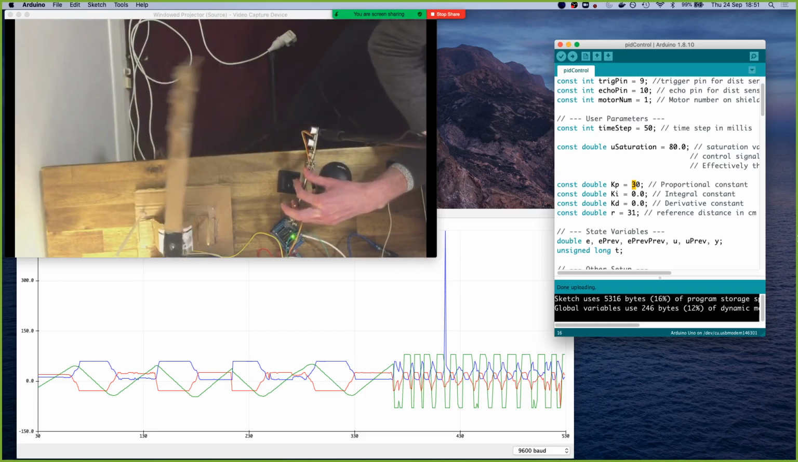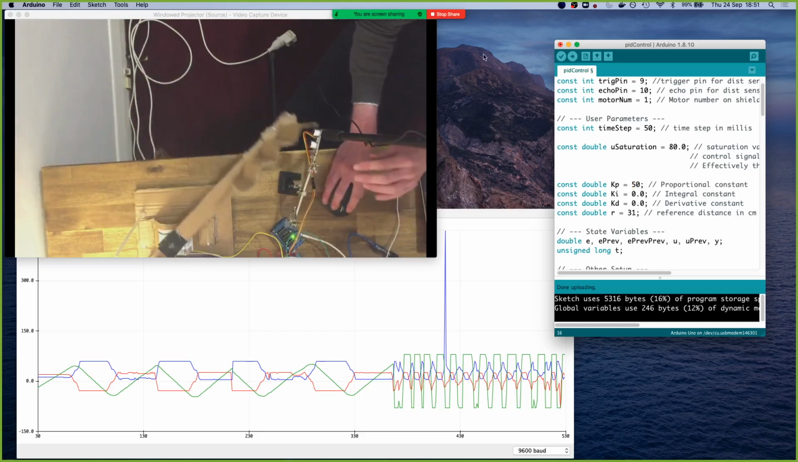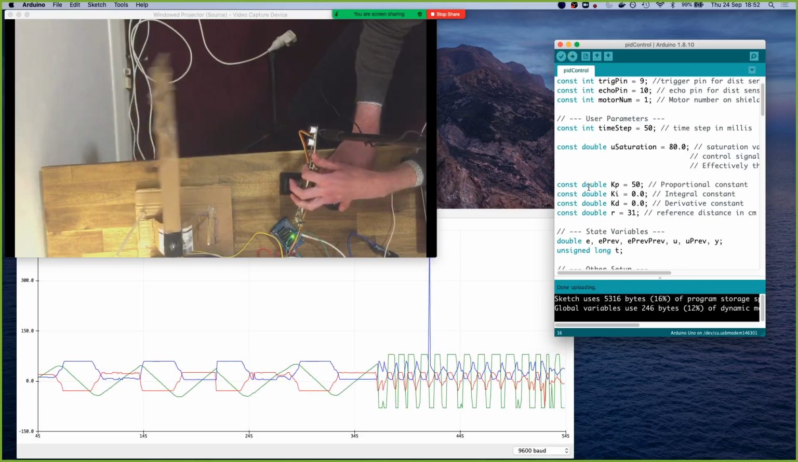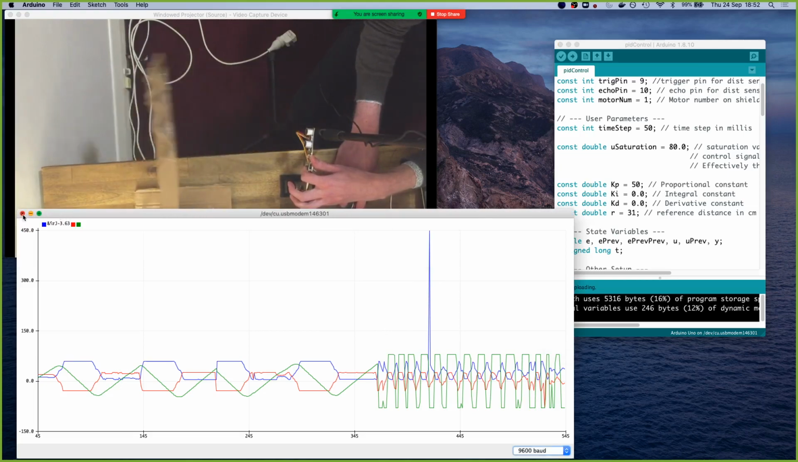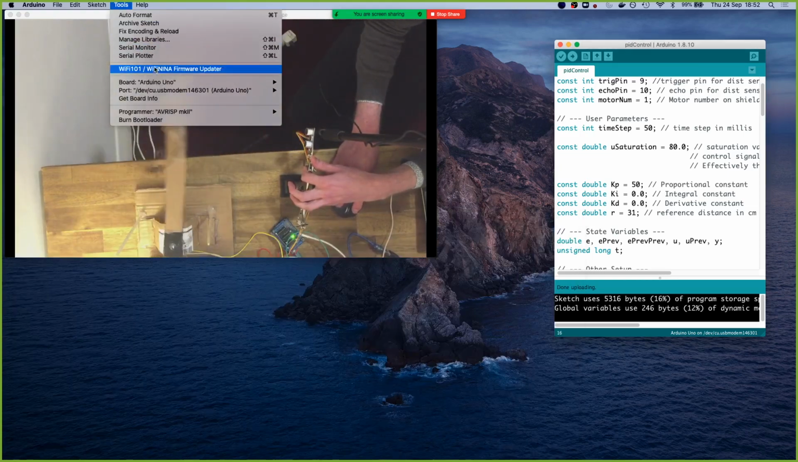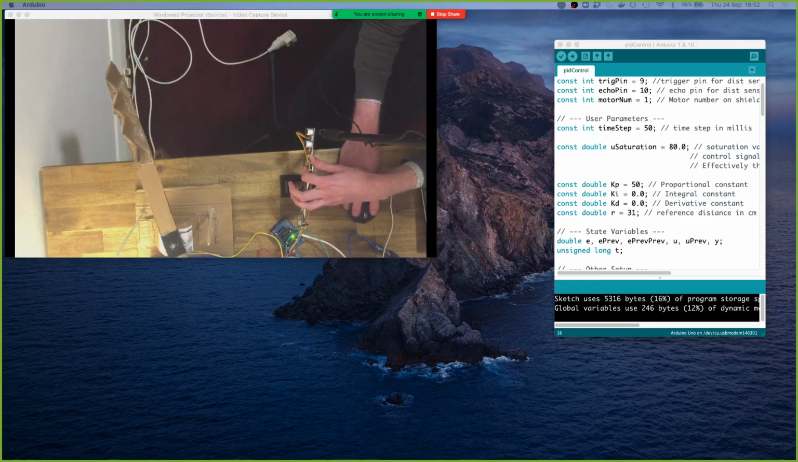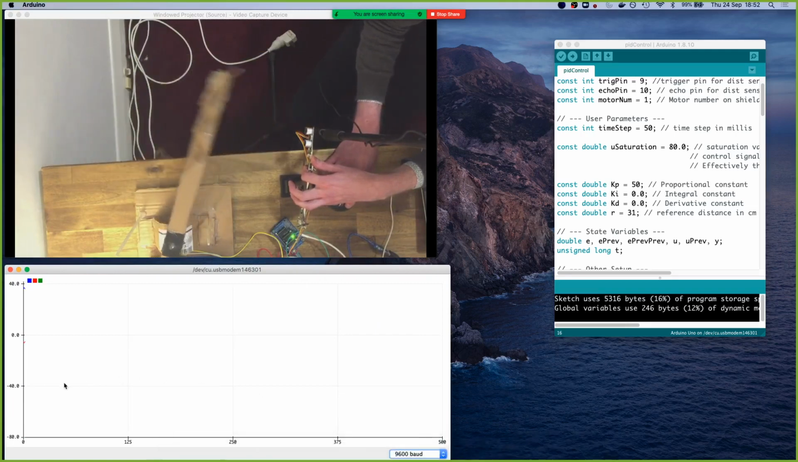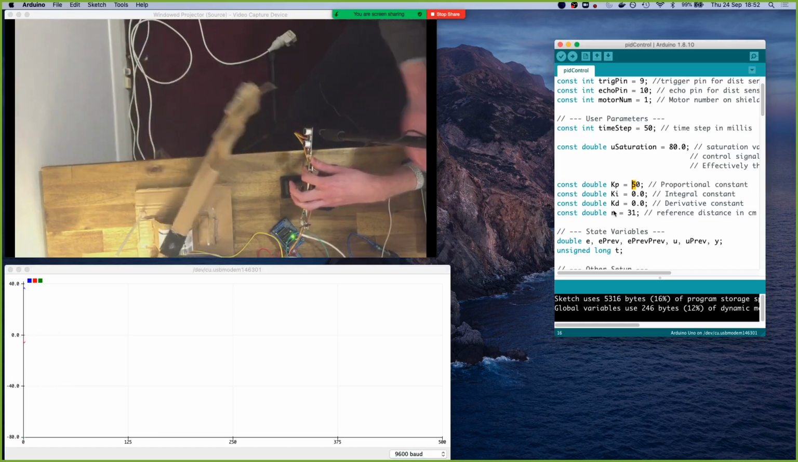Let's try going up again. Oh, 500 will be too much. Let's go 50. Yeah, I'll see if I can get this plot coming back up. The plotter has been sort of playing up a little bit for me. Yeah, the plotter's not doing so great. We can go up again.